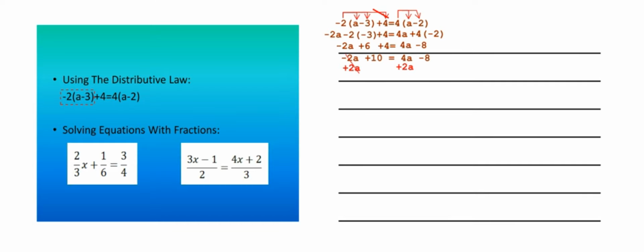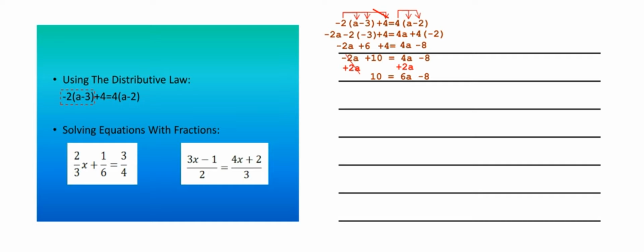Okay, negative 2a plus 2a cancels out. Okay, what do we have left? Let's see, on the left side, there's a 10 left. On the right side, 4a plus 2a will give us 6a. So we have 10 equals 6a minus 8. We just bring down the negative 8. We can't combine it yet. Now we have numbers and variables on the right side and just numbers on the left side.